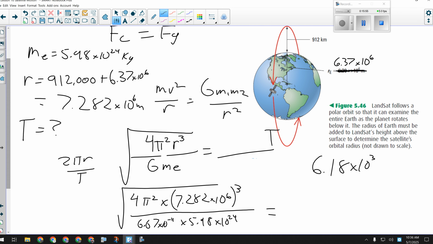I just put forces equal to each other to start. I had newtons equals newtons. Okay? What's my units for time when I do this? A newton is a kilogram meter per second squared. So what are my units for time? Seconds. This is in seconds. Okay? 6.18 times 10 to the 3 seconds.